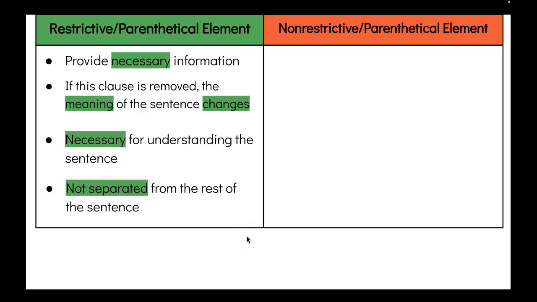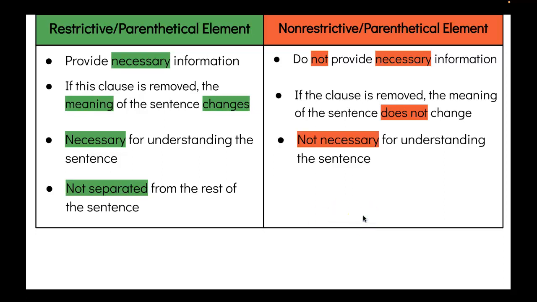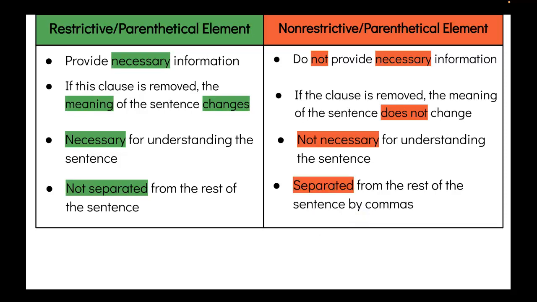Versus a non-restrictive parenthetical element, this does not provide necessary information. If you remove this clause, and sometimes it's a phrase, the meaning of the sentence is not going to change. It's going to be exactly the same. You might just have a little less information or knowledge from it, but the meaning itself is exactly the same. And these elements are not necessary for understanding the sentence. And to show them, they are separated from the rest of the sentence. A lot like transitions at the beginning of a sentence, we put a comma there, because if you put the comma there, it indicates that you can remove that part of the sentence.